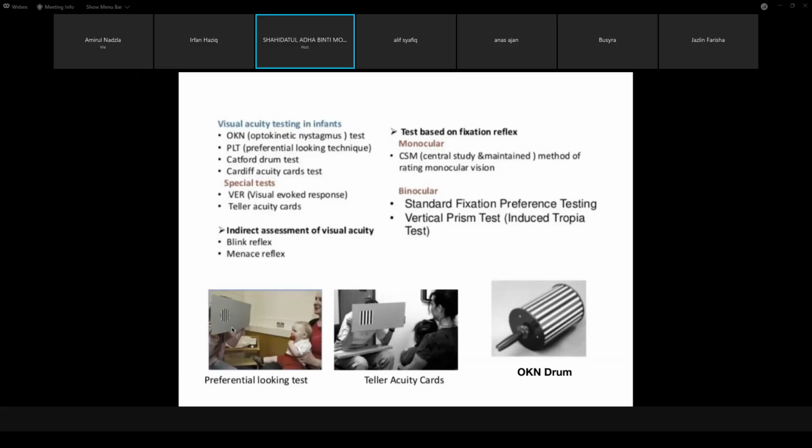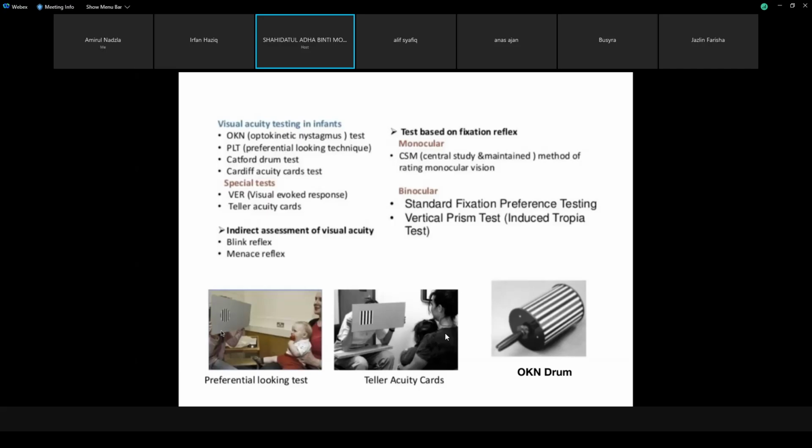Other than using this, we can use pictures, meaning in the form of birds, houses and so on. How do we know whether the vision is 6/6 or 6/12? We have a reference on this card. If the child responds to this preferential looking test at the 6/12 card, then the vision is 6/12. Alright, then we have the Catford drum test.